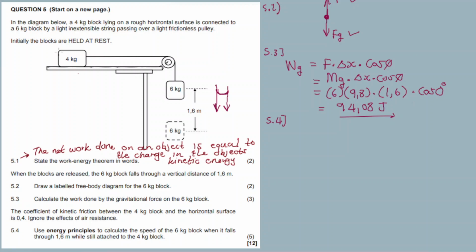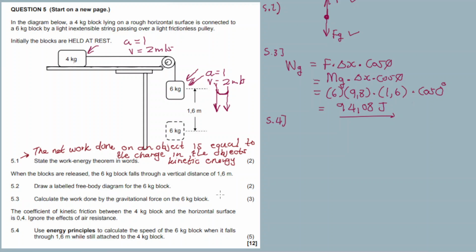So the message I'm trying to convey here is that the 4 kg block and the 6 kg block are connected by a string. So it means that they are one system. They are accelerated together. If the 4 kg block moves at 2 meters per second, the same applies to the 6 kg block, 2 meters per second. Why am I bringing this up?